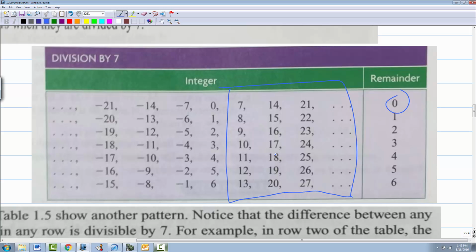18. 7 goes into 18 how many times? Twice. But what's the remainder after that? 4. No problem, right? You can do all these in the positive realm right here. Then they got a little bit more of an issue here.